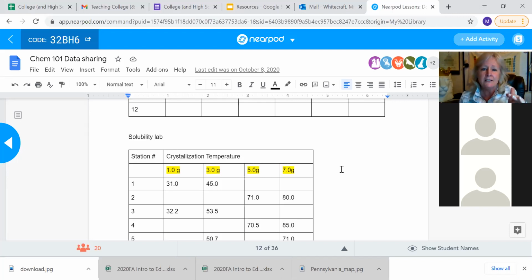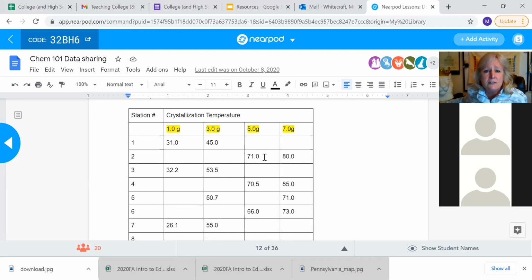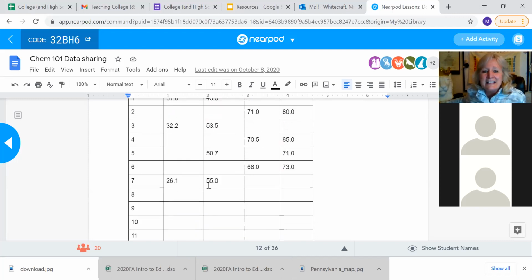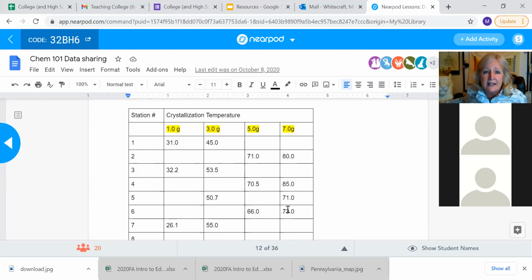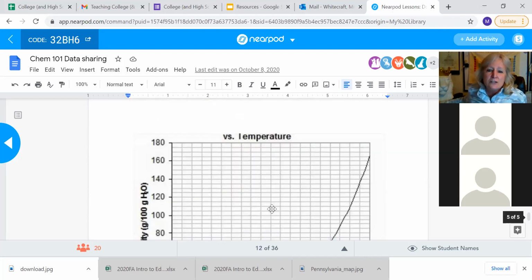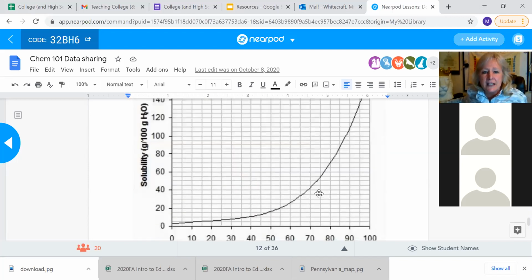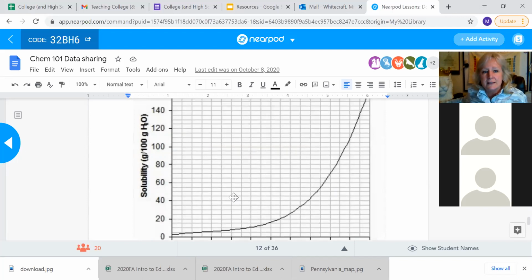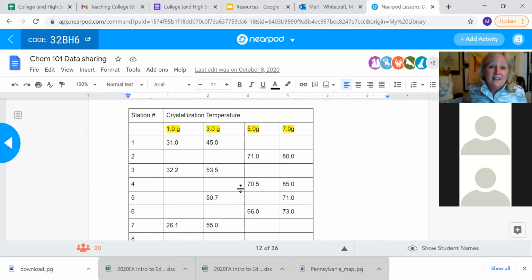So the person at station 1 did a 1 and a 3 gram sample. Then the person at station 2 did a 5 and a 7 gram sample. Person number 3 did 1 and 3. And again, they get to see the variation in data as well. Then they do the graph and find whose data was closer to the accepted value, and they can look at it and say who did the best in the class.